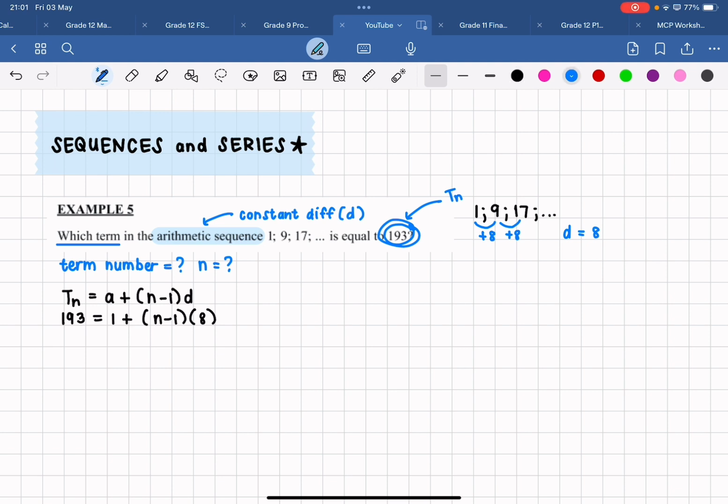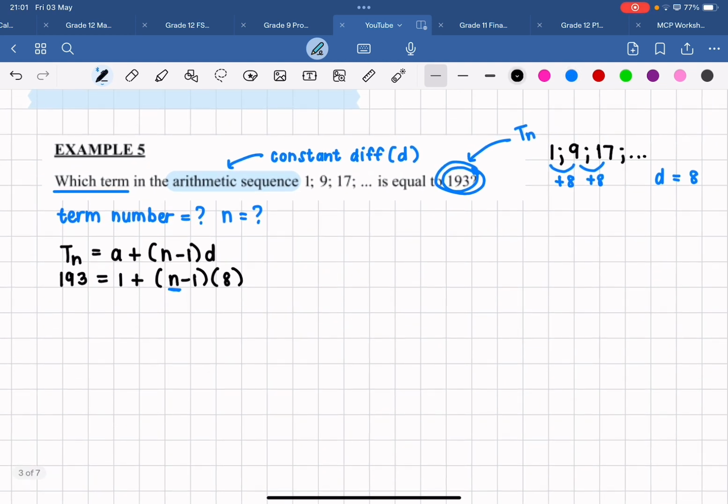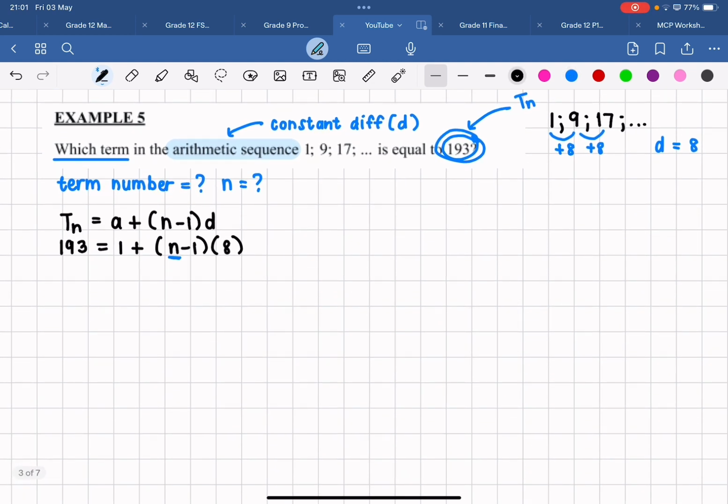Now we can see that we have an equation here where n is the only variable, and that is what I am going to solve. So the first thing that I'm going to do to get n on its own is subtract 1 from both sides. So I'm going to be left with 192 is equal to n minus 1 times 8. Now guys, you are actually allowed to write this as 8 times n minus 1. Remember, when the 8 is written behind the bracket, it means that we are multiplying it together. We're multiplying the 8 by the brackets, so we can just as well put that 8 in front of the brackets. Doesn't matter. It means the same thing.